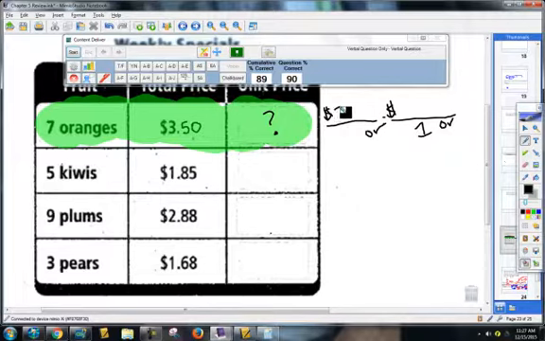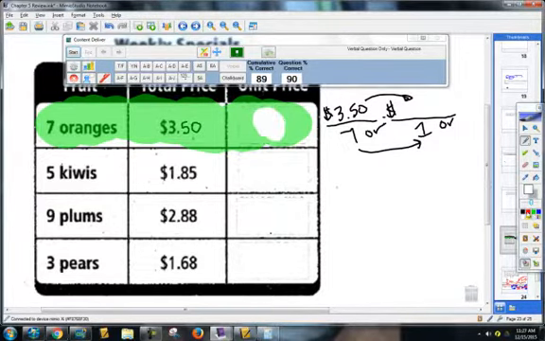My fake ratio is that for $3.50, I can get 7 oranges. And from this step now, I can either cross multiply and divide, or I can just know that I'm dividing by 7 to both the top and the bottom. Okay? Everybody got that? All right. Now, this is going to be 50 cents. So that's 50 cents right there. Okay?